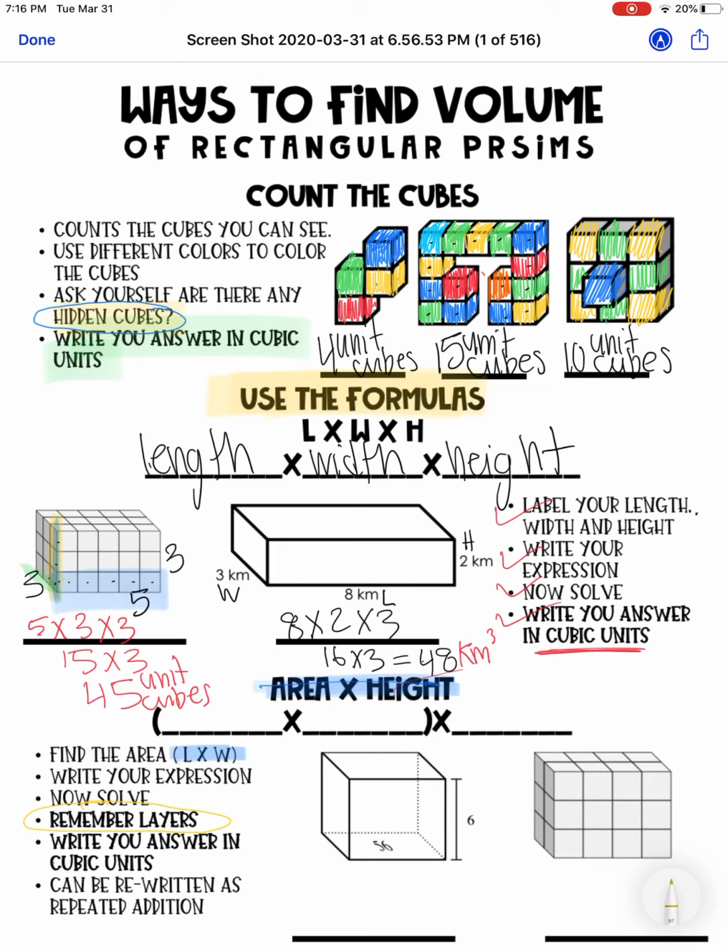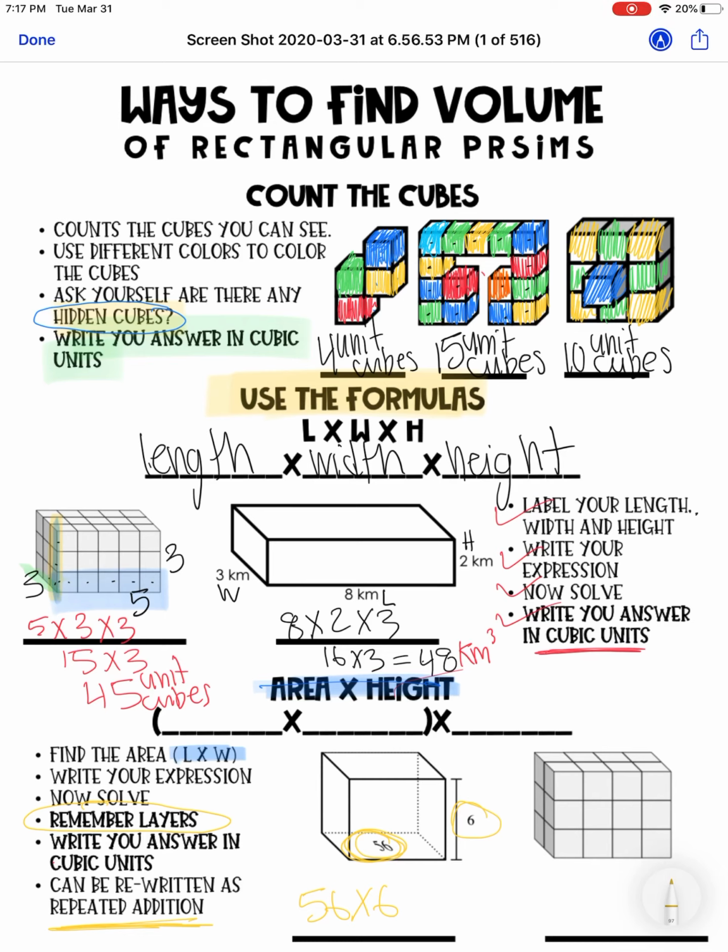Volume can be written as repeated addition. This is just a little helpful hint for your iReady lesson coming up. So here, this rectangular prism has already given us the area. The area is 56. So we don't need these parentheses because we are already given the area. Then we multiply it by the height of 6. So this is simply going to be 56 times 6.